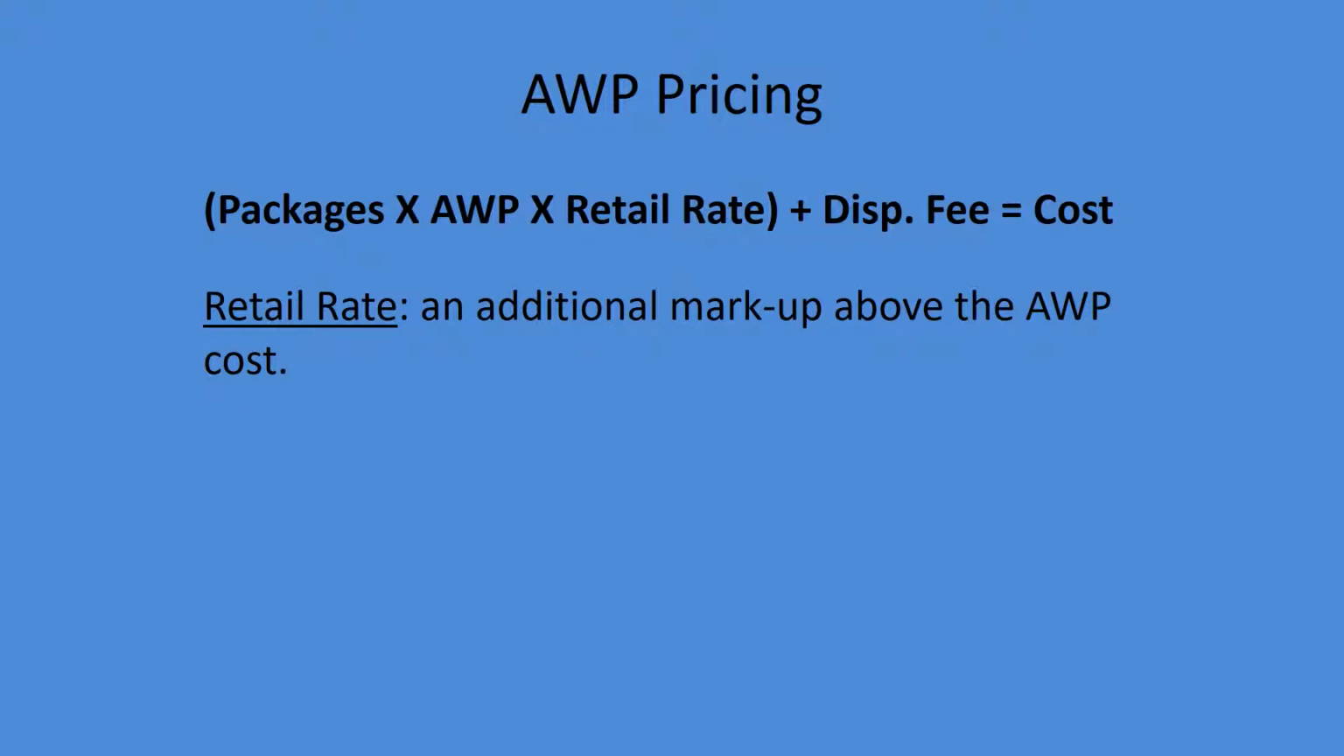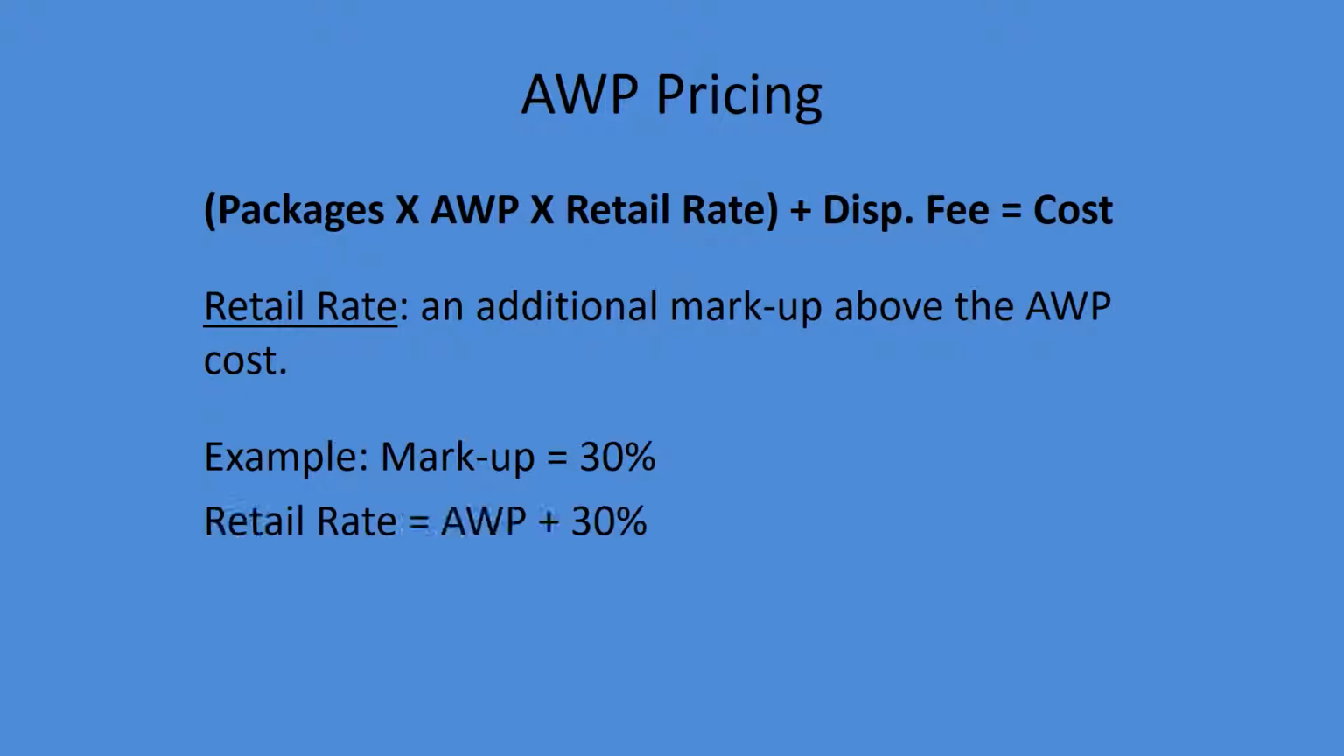The retail rate. Average wholesale price is 100% of the cost. So we're going to add in a markup, an additional amount above 100%. In this case, let's say the markup was 30%. So the retail rate is the average wholesale price, the base price, the whole 100% plus 30. In this case, our retail rate will be 130%.